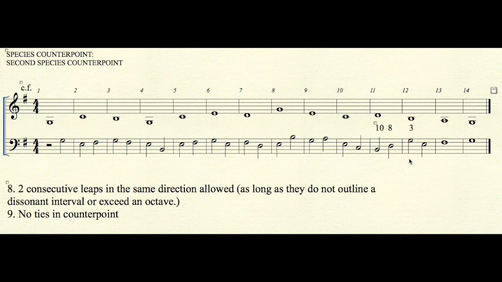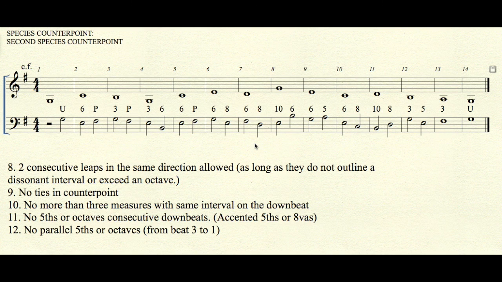Rule number 9. In second species, you are never allowed to tie in the counterpoint. So no ties in second species counterpoint. Second species rule number 10, no more than 3 measures with the same interval on the downbeat. And that can only be thirds or sixths.